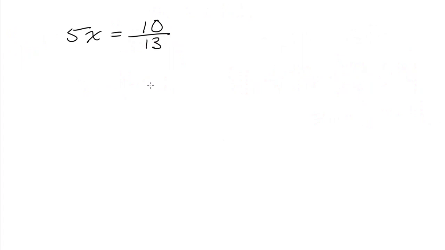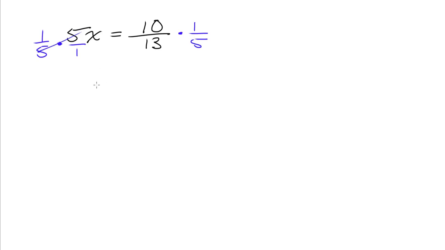Okay, so in our last example here, we can see that we have 5x equals 10/13. And we might think, well, we don't need to flip and multiply here because our coefficient is a whole number. But the other side of the equation is a fraction. So yes, it would work best here to flip and multiply. So we're going to do that. The reciprocal of 5 is 1/5. So we're going to multiply both sides by 1/5.